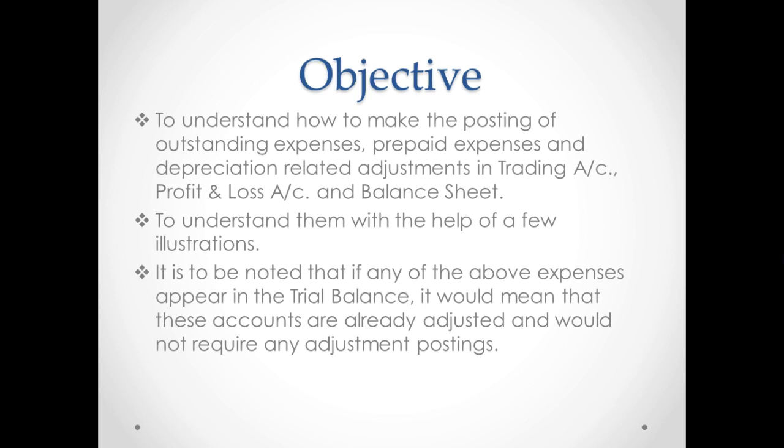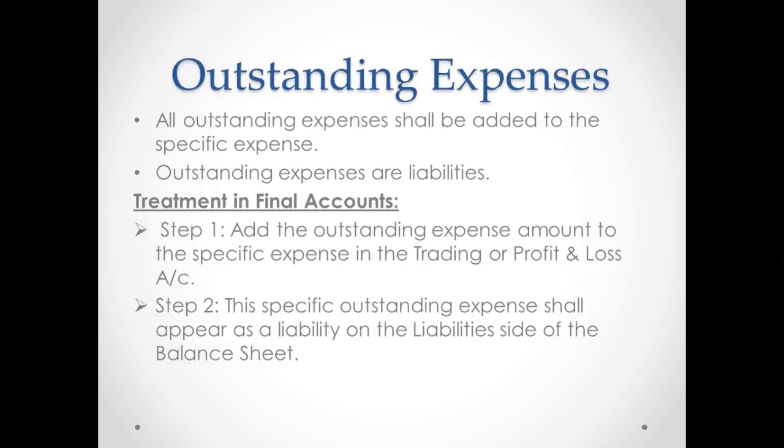But it is to be noted that if any of the above expenses appear in the trial balance, it would mean that these accounts are already adjusted and would not require any additional adjustment postings. The first is outstanding expenses. It could be outstanding rent, outstanding wages, outstanding salaries, and all outstanding expenses shall be added to the specific expense, and they are all liabilities.